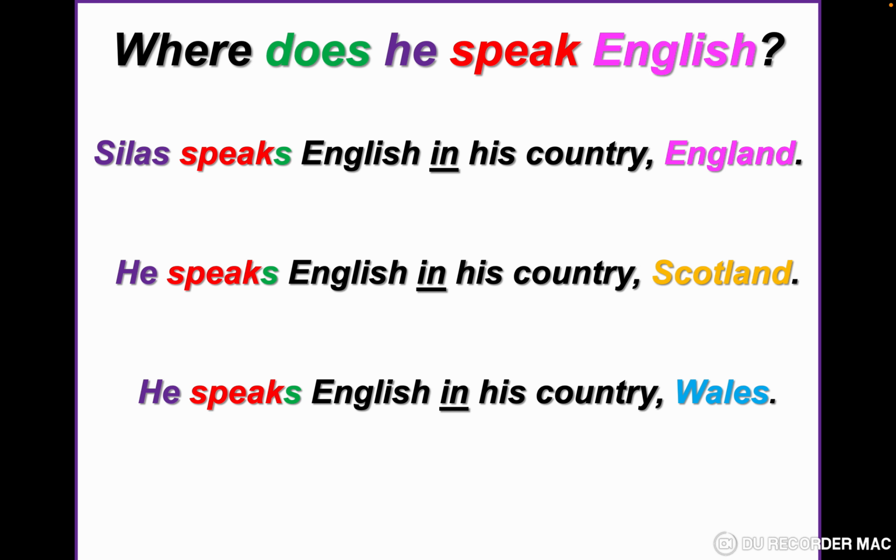Where does he speak English? Silas speaks English in his country, England. He speaks English in his country, Scotland. He speaks English in his country, Wales. Let's continue.